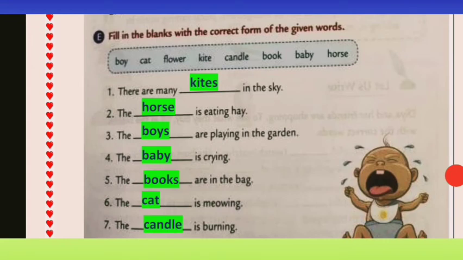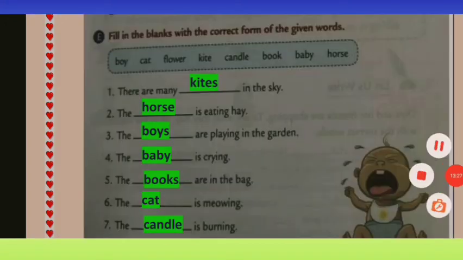E exercise now. Fill in the blanks with the correct form of the given words. Now you have to choose the word also, and then you have to choose whether it will come in a singular form or a plural form. Let's start. First, there are many dash in the sky. As you can see in this line, ARE word is there. Students, you know IS is used as a singular form and ARE is used as a plural form.